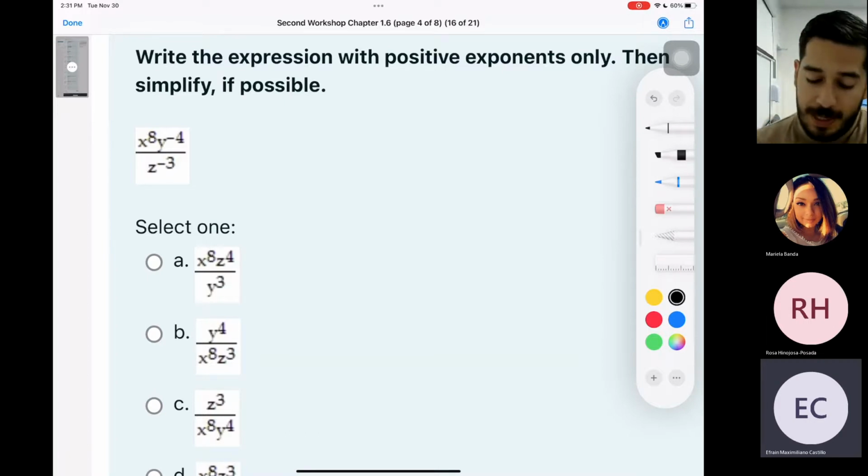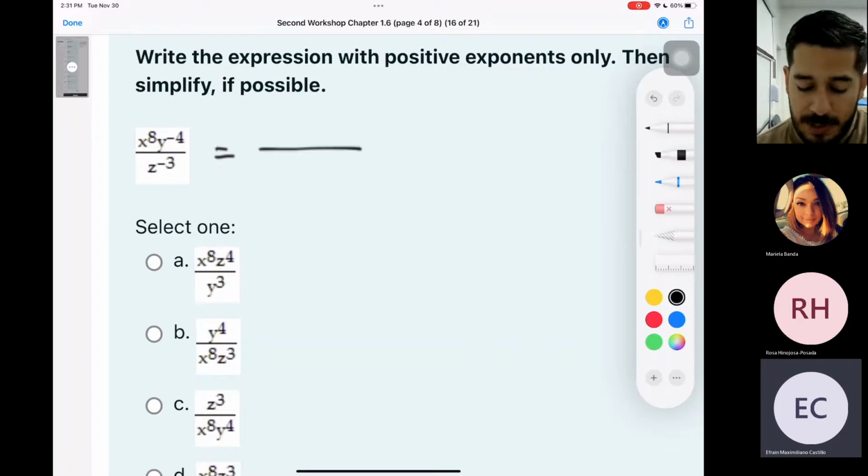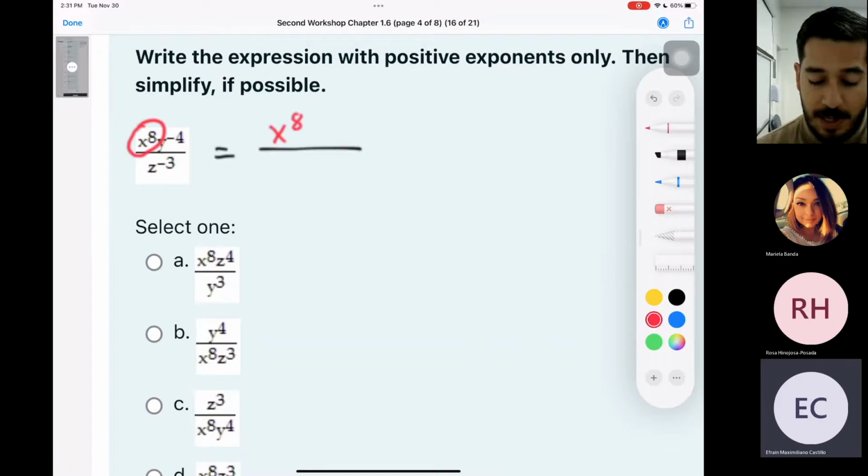Okay, so let's make the analysis. Now we have 3 choices. What are we going to move and what is going to stay where it is? x to the power of 8 has to stay in the top because it doesn't have a negative exponent. That guy is not going to move. Anything that doesn't have a negative exponent is not applied to this rule. This is called the rule of negative exponents, right? So that x is going to stay there because it doesn't have a negative sign.